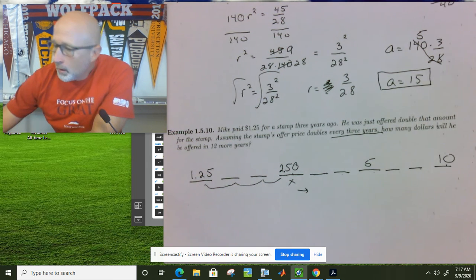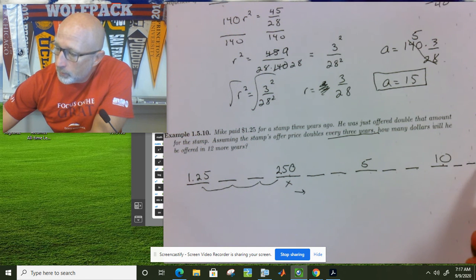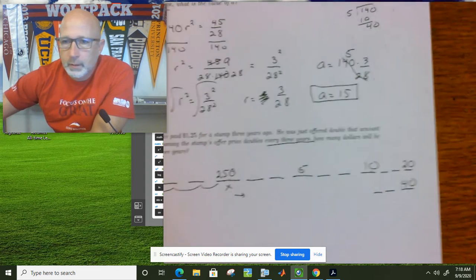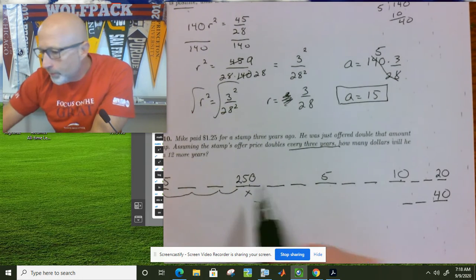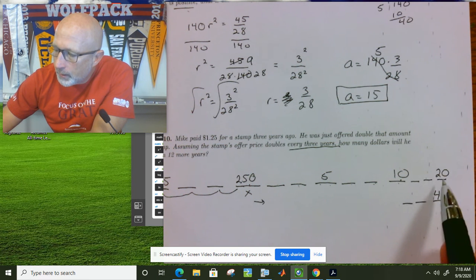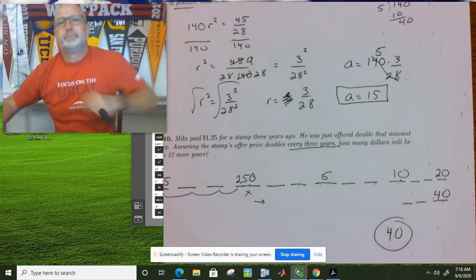So let's go forward 3 more years. 1, 2, 3. So now it's going to be 20. And you go forward 3 more years. 1, 2, 3. And now it's going to be 40. Oops, sorry. Can't see that. So from here, you're going forward 1, 2, 3, 4, 5, 6, 7, 8, 9, 10, 11, 12. So the answer should be 40.